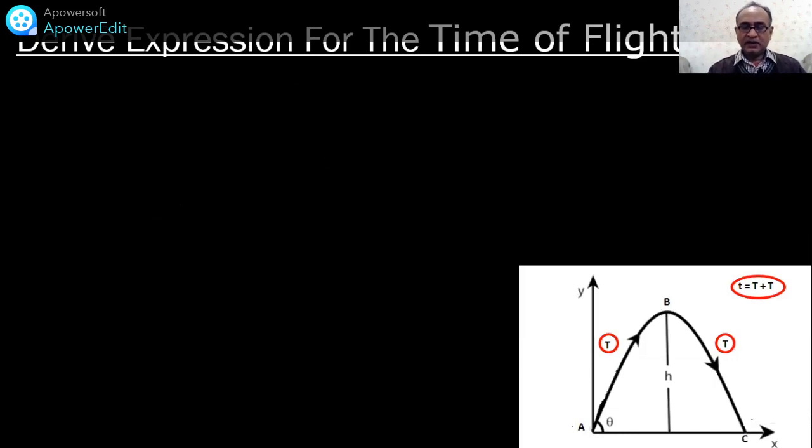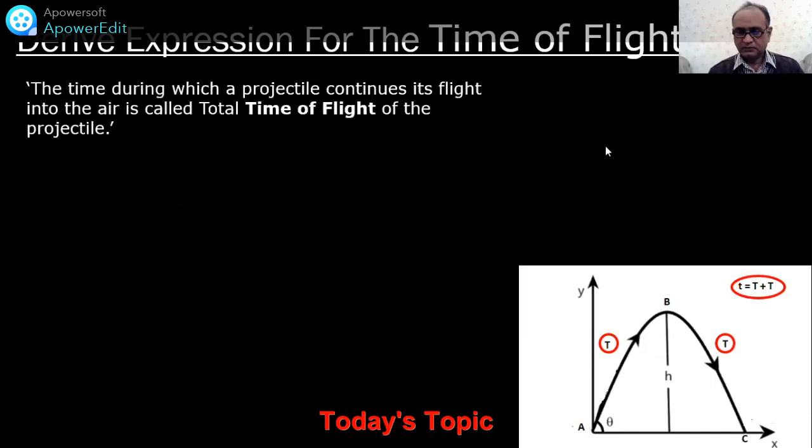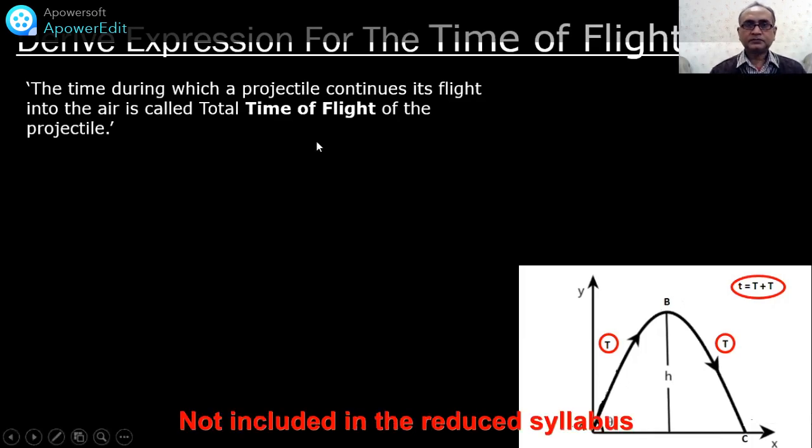All right, now let's see today's topic, derivation for the time of flight. So let's continue. What is the time of flight? When you throw something into the air, how long would it be in the air? That is called time of flight, right? So you can see the definition over here. The time during which a projectile continues its flight in the air is called the total time of flight of the projectile.